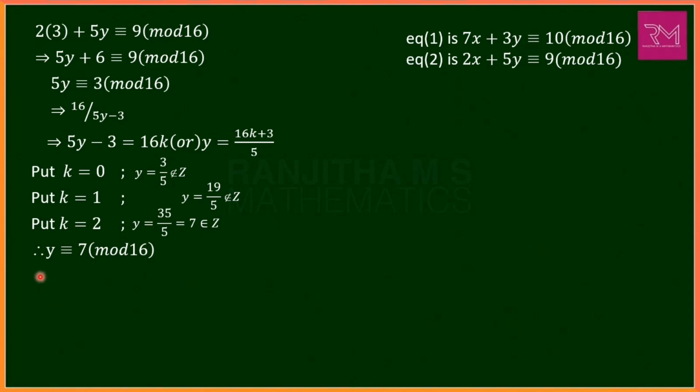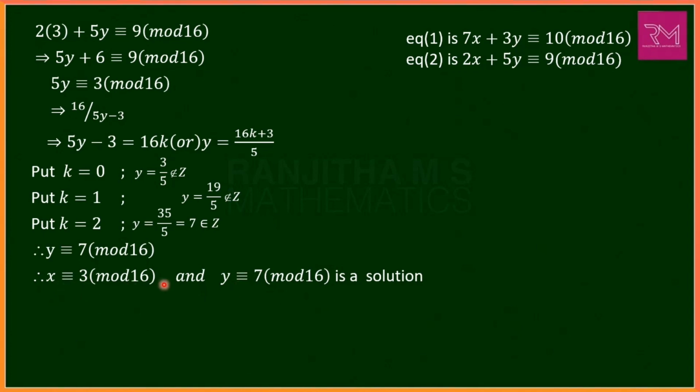Here we get a solution as x is congruent to 3 mod 16 and y is congruent to 7 mod 16. Therefore, these two are a solution for a given system of linear congruences. Here in the previous videos, we get only one value because it depends on one variable x. But these problems are related to finding the solution of system of congruences in two variables x and y. So we get a solution for x and y in two values.